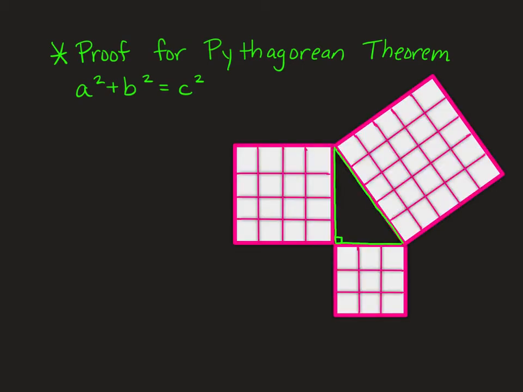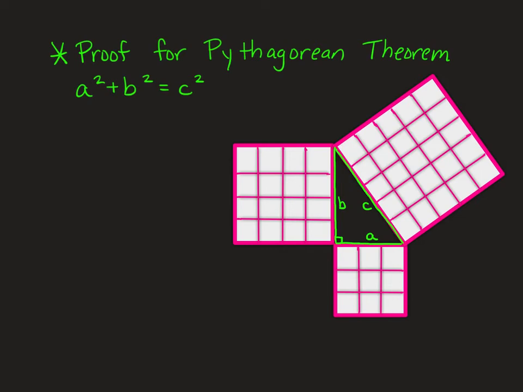Notice this diagram. I have 3 squares. In the middle of those 3 squares, you see a right triangle. These 3 squares represent a squared, b squared, and c squared, and the 3 sides of the right triangle represent a, b, and c. So if a were this side and b was this leg, that means the hypotenuse, of course, has to be c, the longest leg.